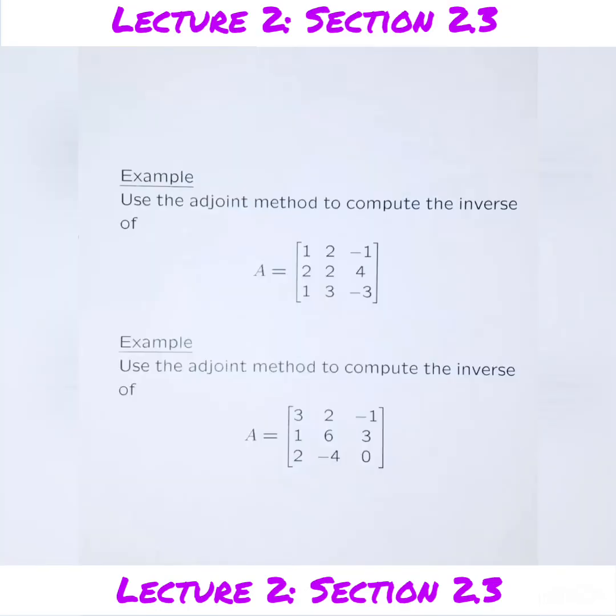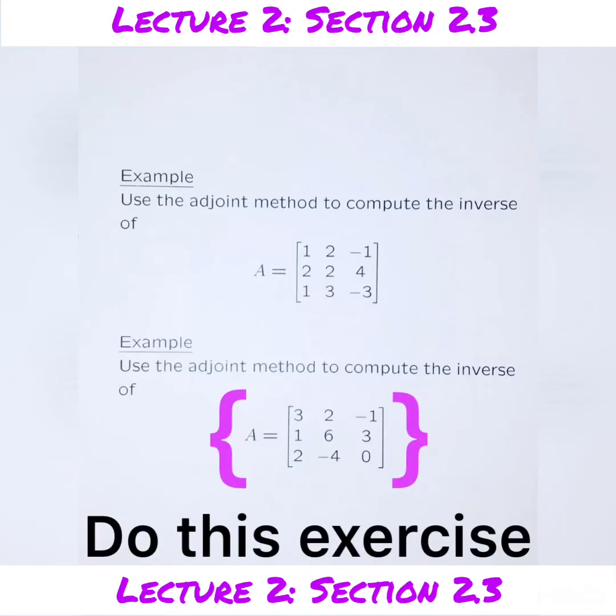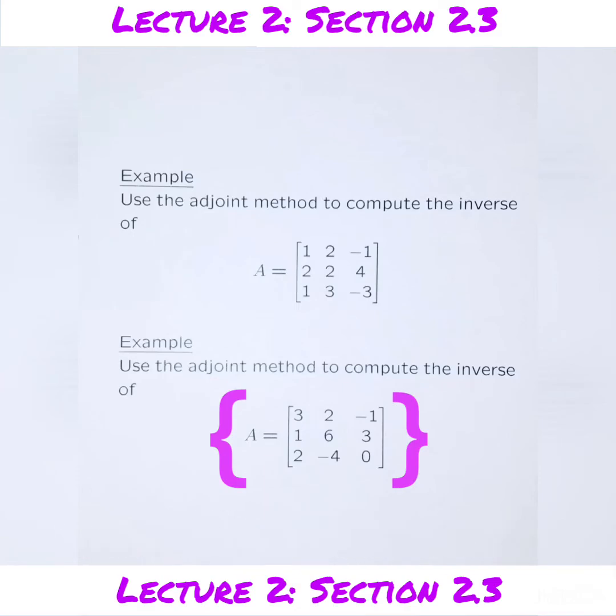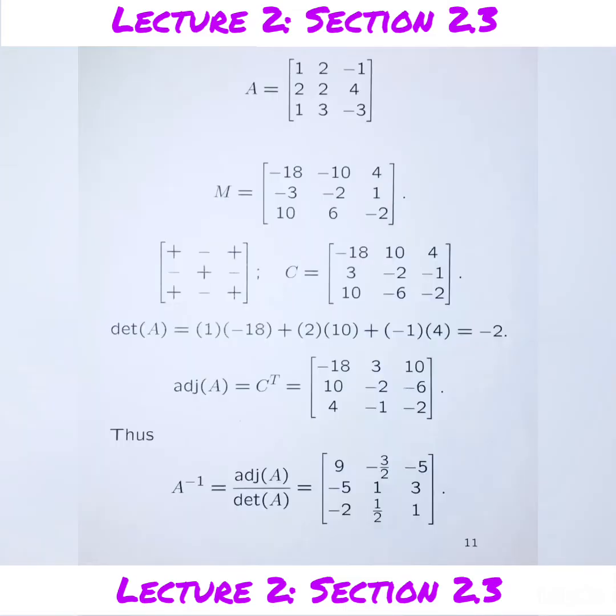Alright, so we are going to just quickly do an example here. I want you to do the second example as an exercise on your own. I'm going to do the first example. Let's start off by calculating the inverse of the matrix A using the adjoint method. We follow the procedure described previously. So we are going to first calculate the entries of the matrix M.